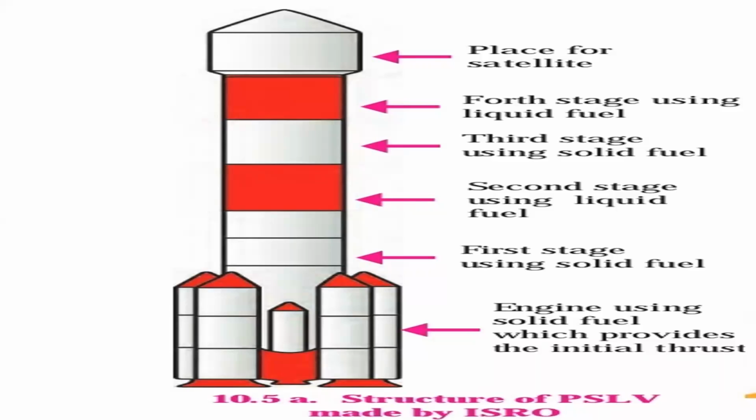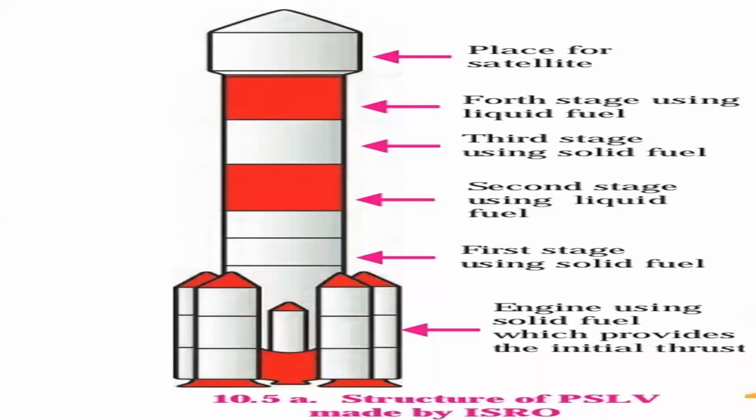Now, first stage. See, in the first stage, which fuel is used? Solid fuel is used. In the second stage, which fuel is used? Liquid fuel. In the third stage, again solid fuel, and in the fourth stage, liquid fuel. Like this, students, solid and liquid fuels are used in various stages of this launch vehicle. And can you see the upper part, the conical one? That is nothing but the place for the satellite. In this place, the satellite is kept for launching.